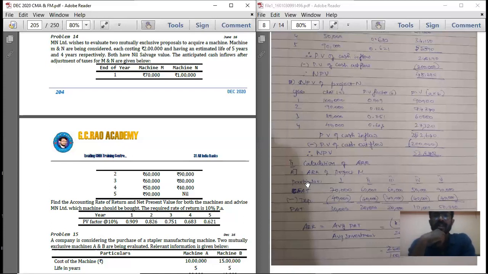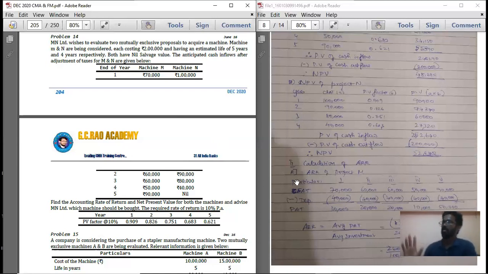Below particulars, record CFAT. Copy the CFAT that they have given for all 5 years for machine M: 70,000 for year 1, 60,000 for year 2, 60,000 for year 3, 50,000 for year 4 and 90,000 for year 5. That is the CFAT, cash flow after tax. They themselves have given the CFAT for machine M.